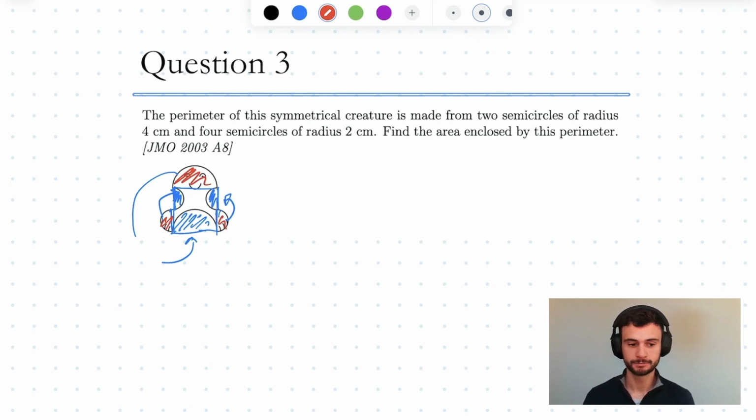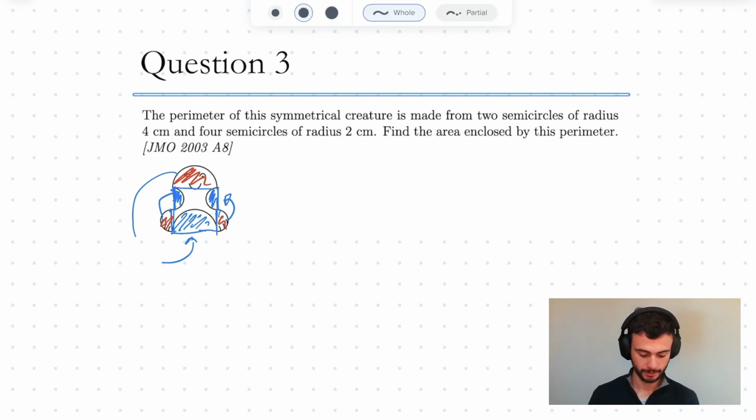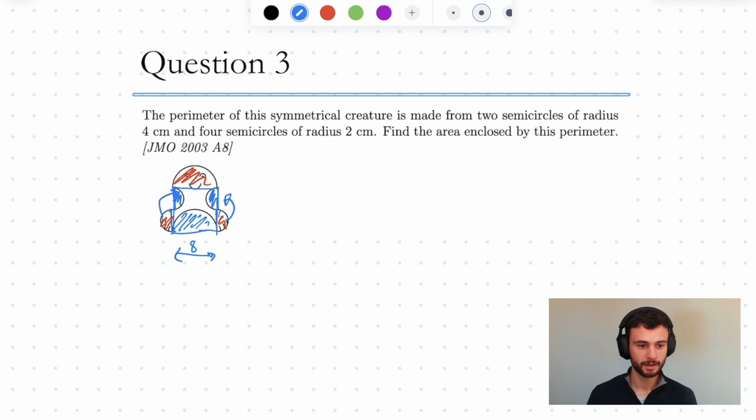We've got a square, which is pretty neat. At least it looks like a square. But let's double check. The larger semicircles have radius 4 centimeters. This would be 8. Diameter of 8. The smallest semicircles have a radius of 2 centimeters. So there's 4 radii here. So that would also be 8 centimeters.